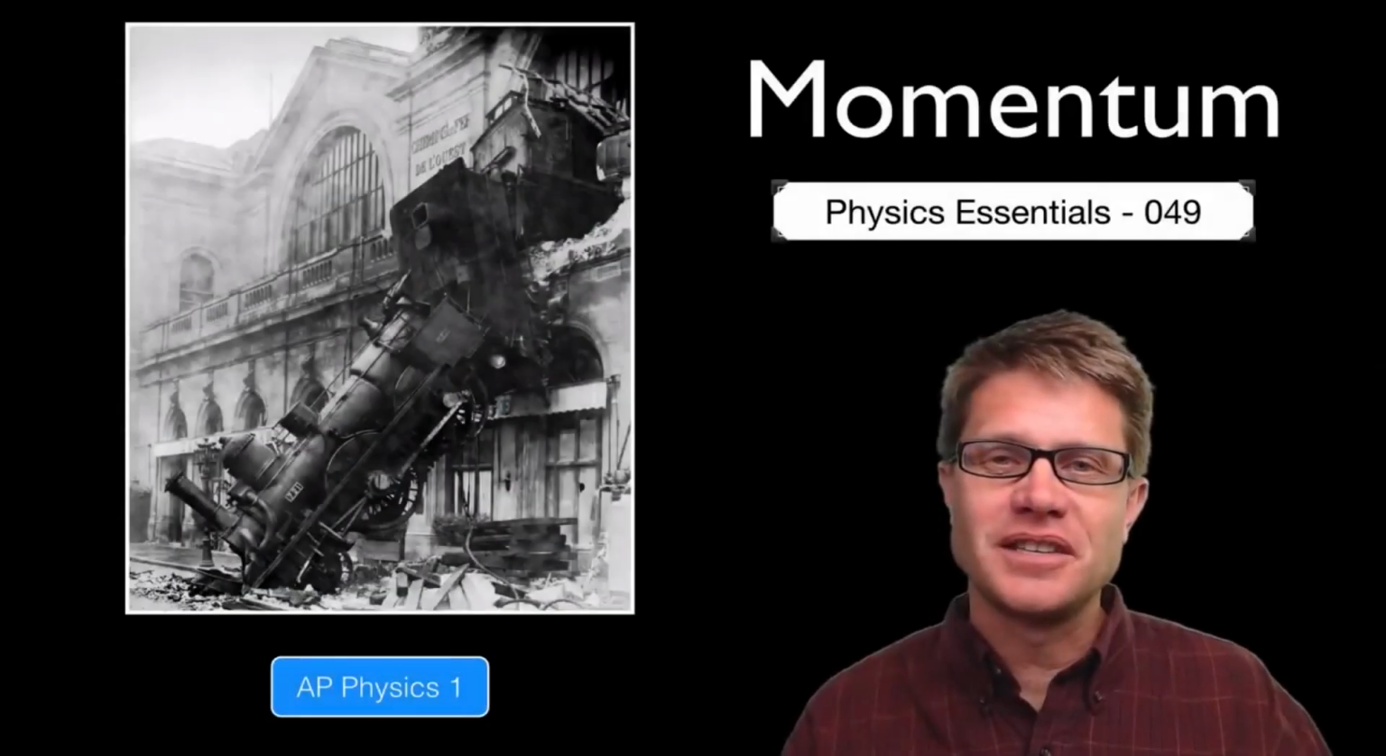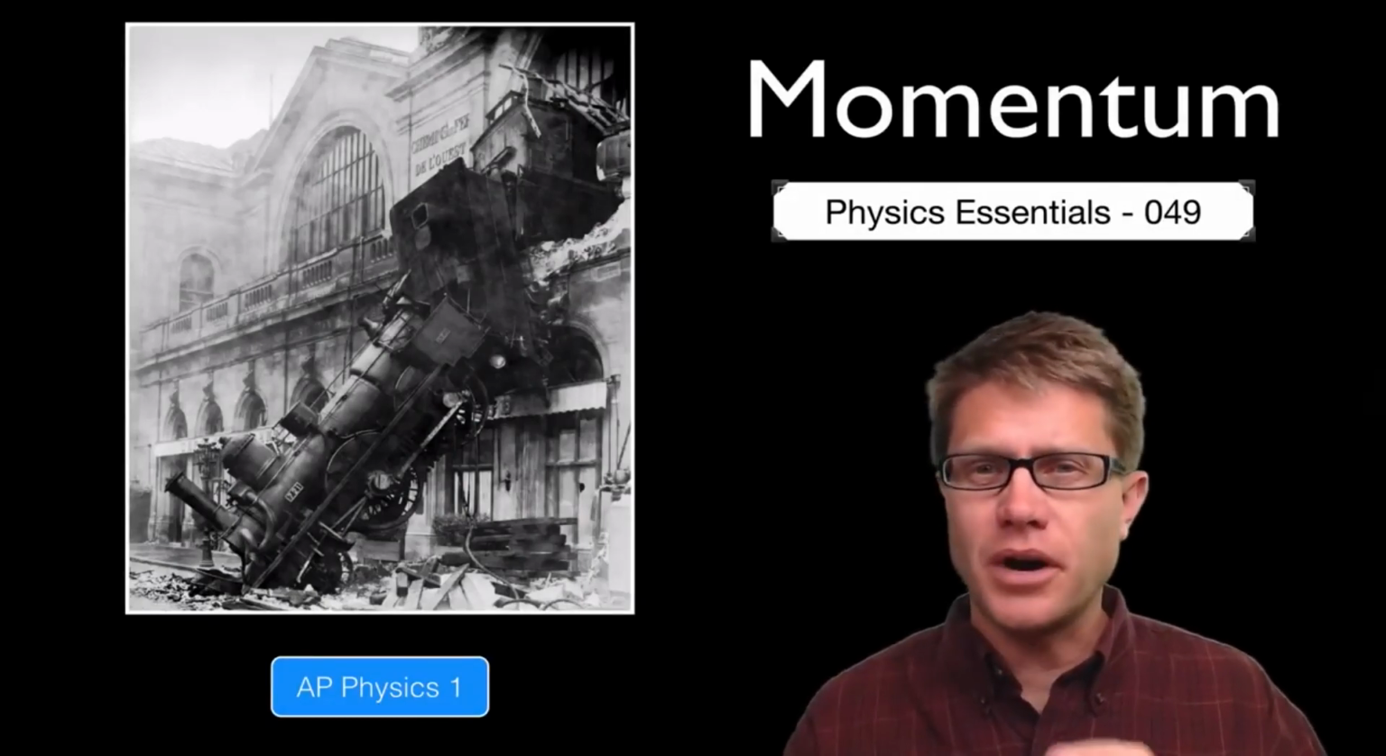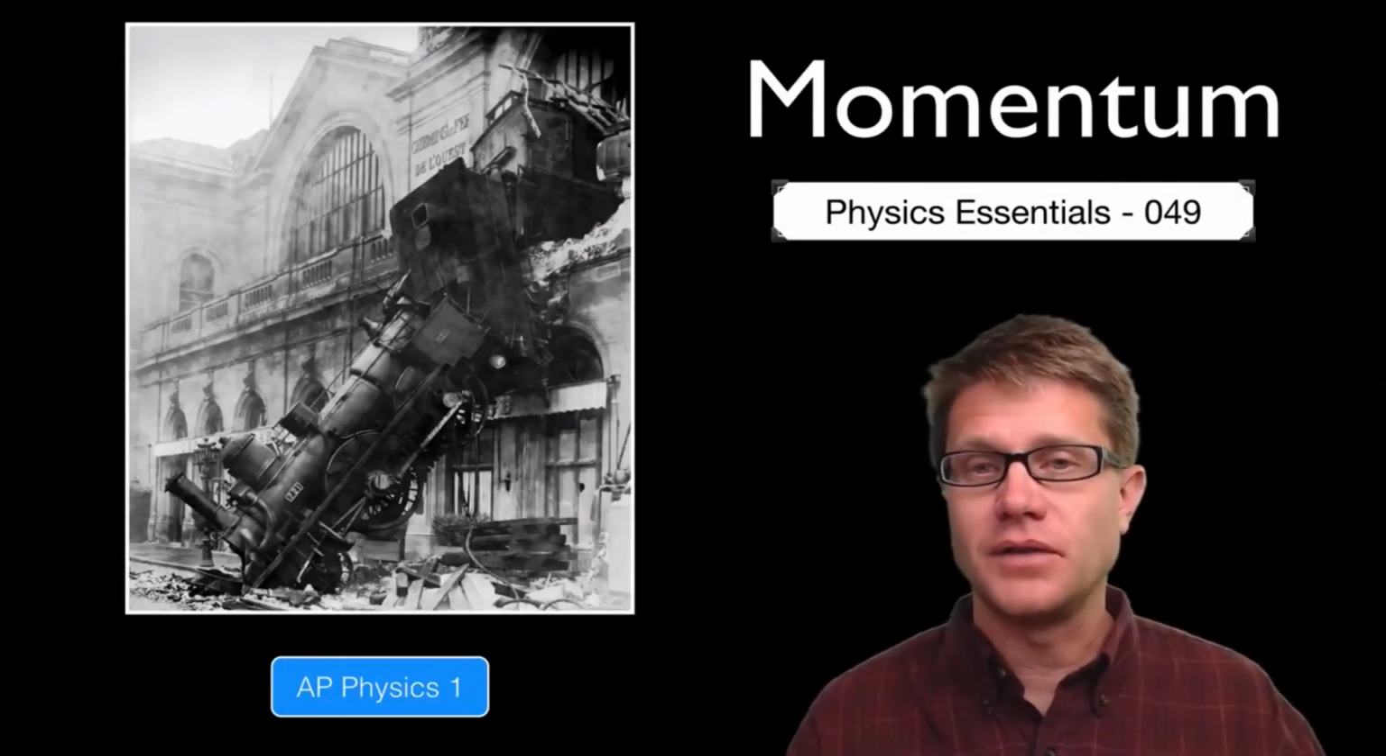Hi, it's Mr. Anderson, and this is AP Physics Essentials video 49. It's on momentum, which is just the product of the mass of an object times its velocity.